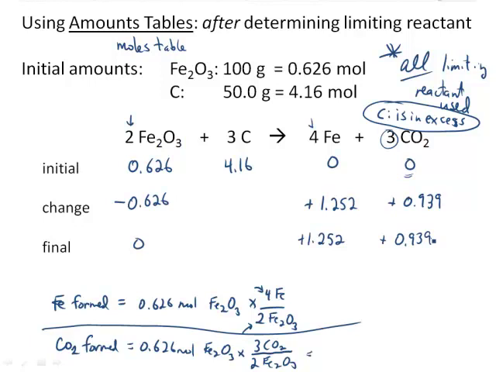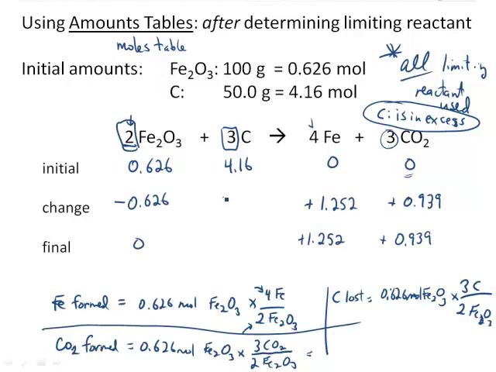The cool thing here is that you can also determine how much carbon reacted. The amount of carbon reacting, carbon lost, is going to equal 0.626 moles of iron oxide times 3 carbons for every 2 iron oxides. That comes from looking at the stoichiometric ratio of iron oxides reacting to carbons reacting. So that's going to be the same number as for CO2, but in this case it's going to be a minus, because carbon is a reactant, so it's going to be decreasing in amount. So you can now look at the amount of carbon left over.